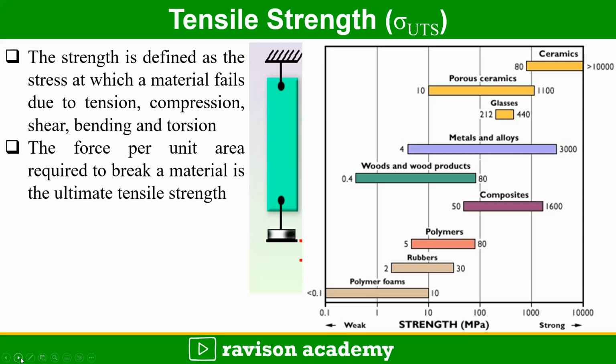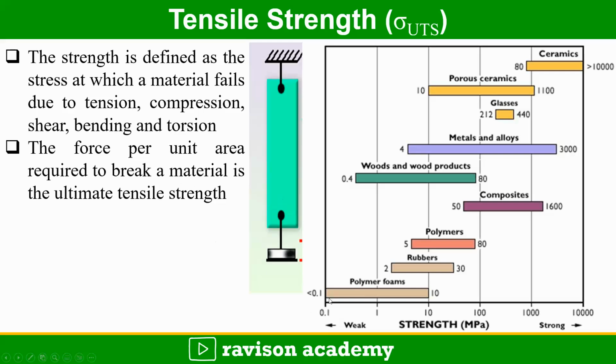So tensile strength, that is ultimate tensile strength, is defined as the stress at which the material fails due to the tension, compression, shear, bending and torsion. The force per unit area required to break a material is called ultimate tensile strength.